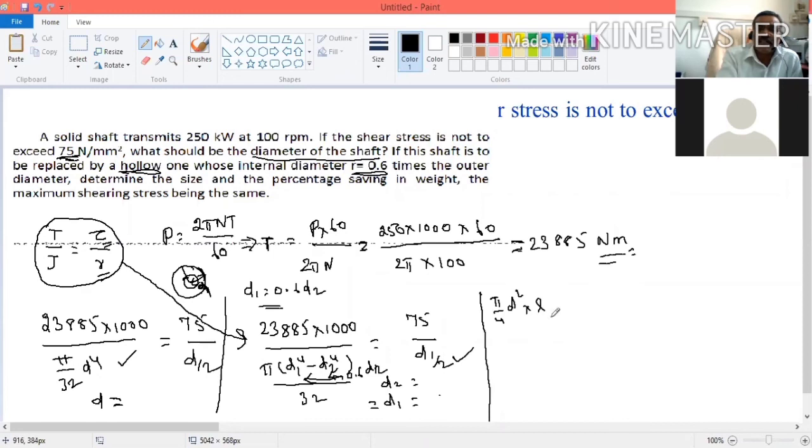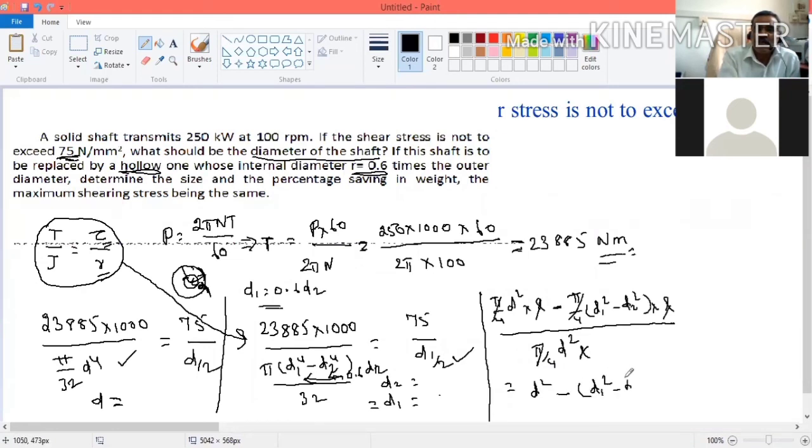So the saving will be the volume of the solid shaft minus pi by 4 (d1 square minus d2 square), which is the area of the hollow shaft multiplied by L, divided by the volume of the solid shaft, pi by 4 d square into L. So pi by 4 and L cancel. Then the equation will be (d square minus (d1 square minus d2 square)) divided by d square. If you know the values of d, d1, d2, you can find the value, multiplied by 100, which will give the percentage.